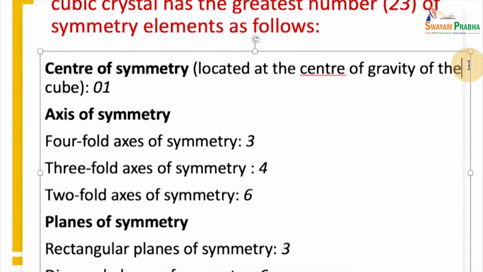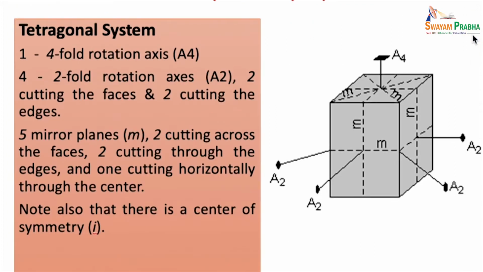We can also take a look at the tetragonal system. Here we have taken an example of a tetragonal system to show how the various symmetry elements are combined in a somewhat complicated crystal. Here the crystal has the following symmetry elements. It has a fourfold rotation axis. It has twofold rotation axes, but how many? 4. It has 4 twofold rotation axes, 2 cutting across the faces and 2 cutting the edges.